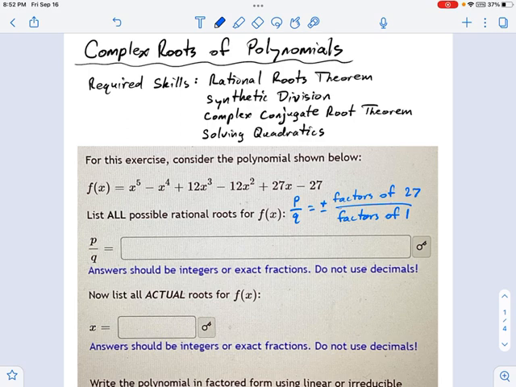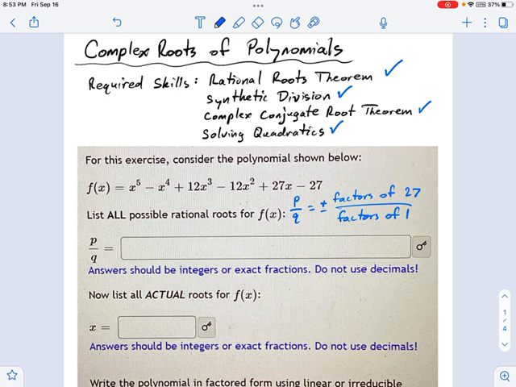Certainly we need to have several skills, rational roots theorem and synthetic division. I'm assuming you know those by now. This is not an intro video. I also assume that you've been over the complex conjugate root theorem and how to solve quadratics generally. And I'll explain some of these briefly as we go through this.